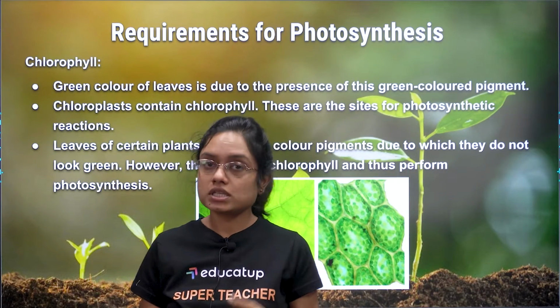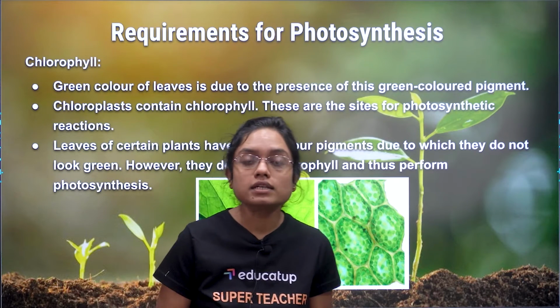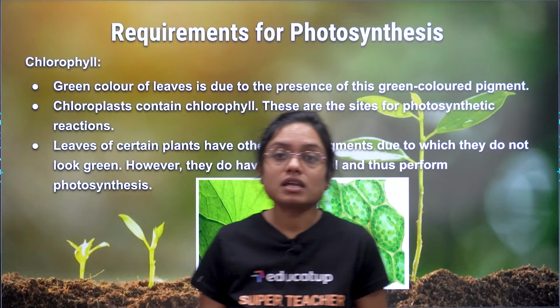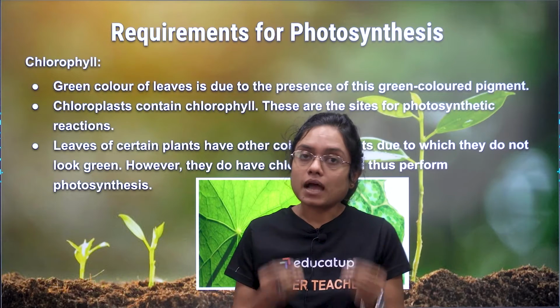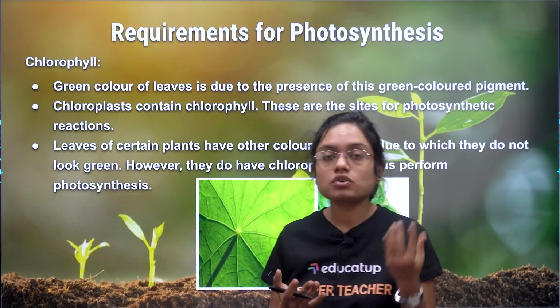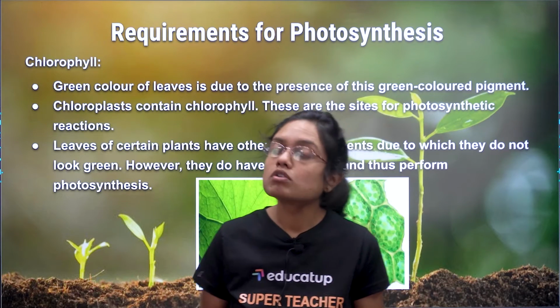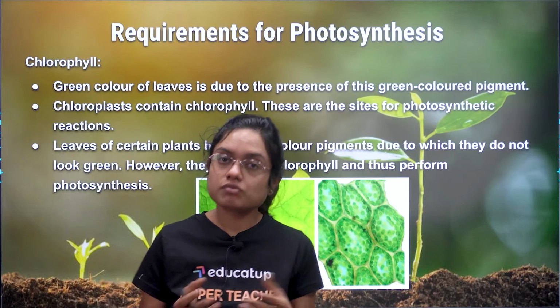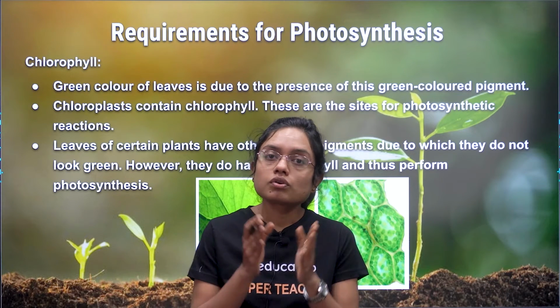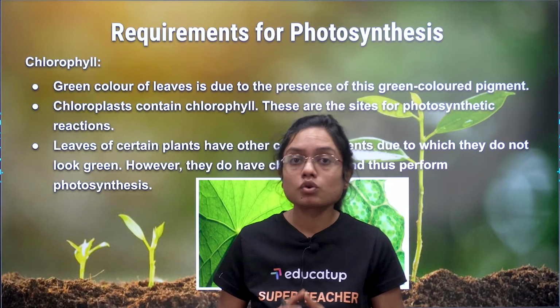The first we are going to take up is chlorophyll. Now chlorophyll is a green colored pigment and it is present in the leaves of the plants. The leaves of plants or trees that look green to us, their green color is because of this pigment. Because chlorophyll is green in color, it gives the leaves a green color. Now chlorophyll is present in the cells which are known as chloroplasts.